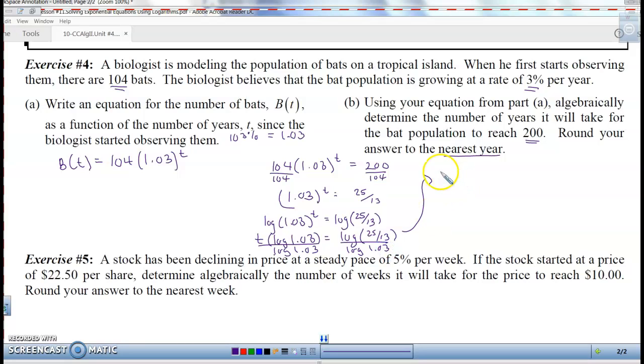Okay, so that gives me T equals, I'm just going to write it down, log of 25 over 13 divided by the log of 1.03. Now notice I didn't do this a piece at a time. I'm going to put this whole thing either in my calculator or Desmos, and I'll show you both ways. All right, so let's go to the calculator.